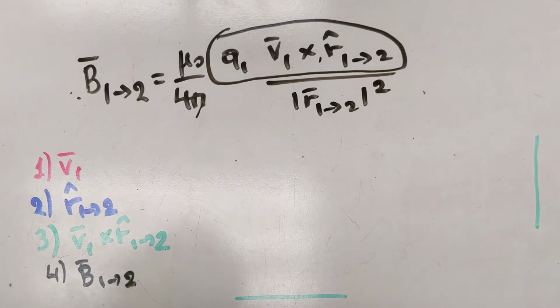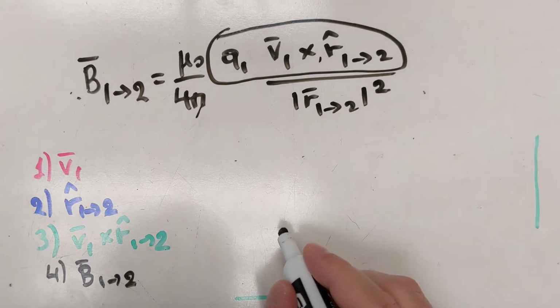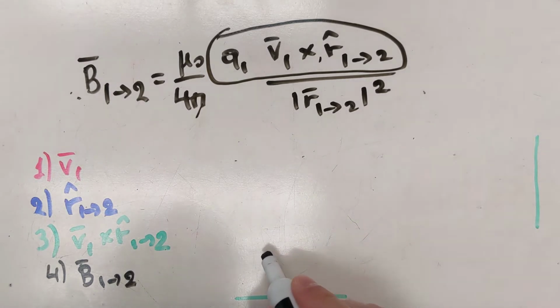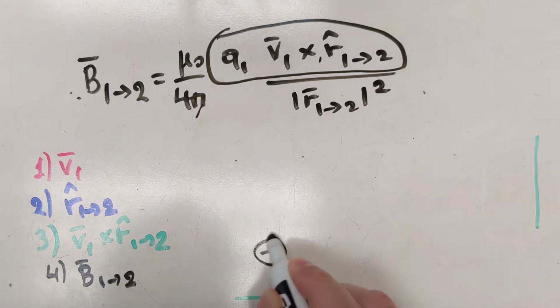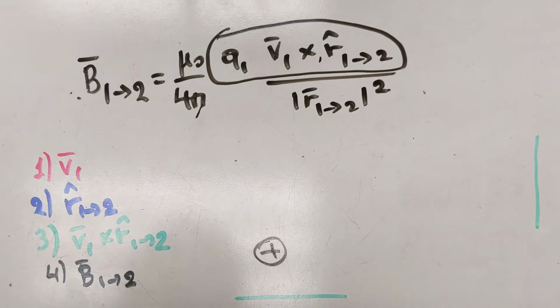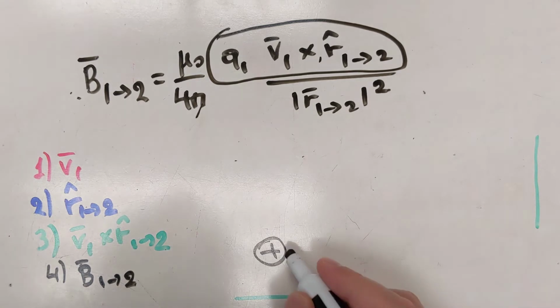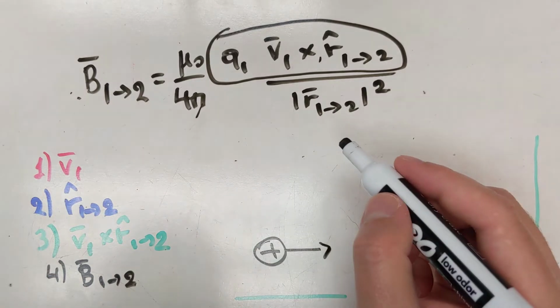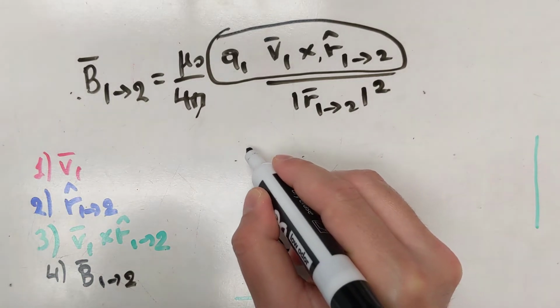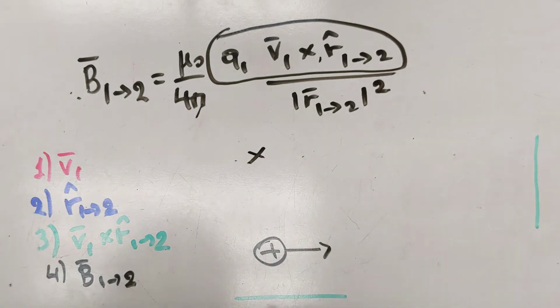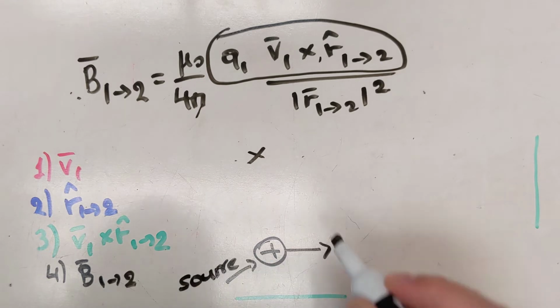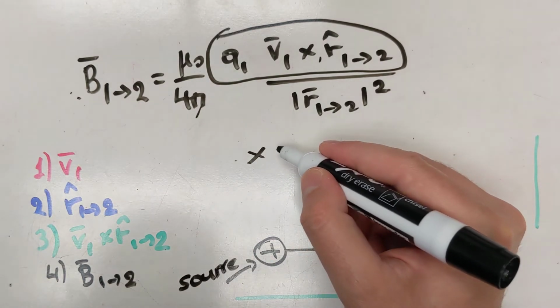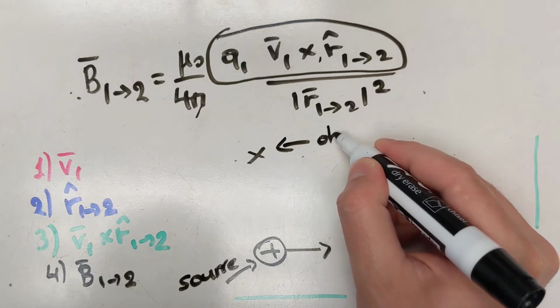I'm going to start, let's say I have a charge, let's make it a positive charge, and it is moving this way, and I want to find the direction of the magnetic field that it creates here. Now, this means that this is the source, and this point here, this is my observation location.